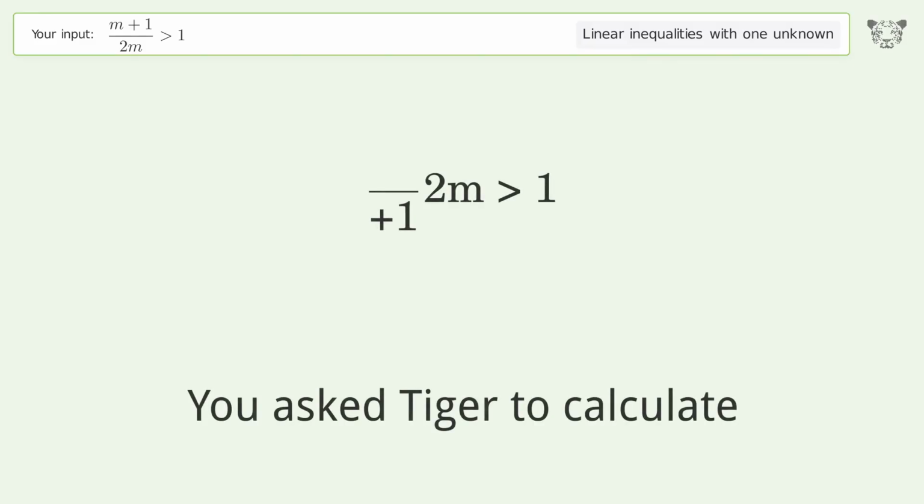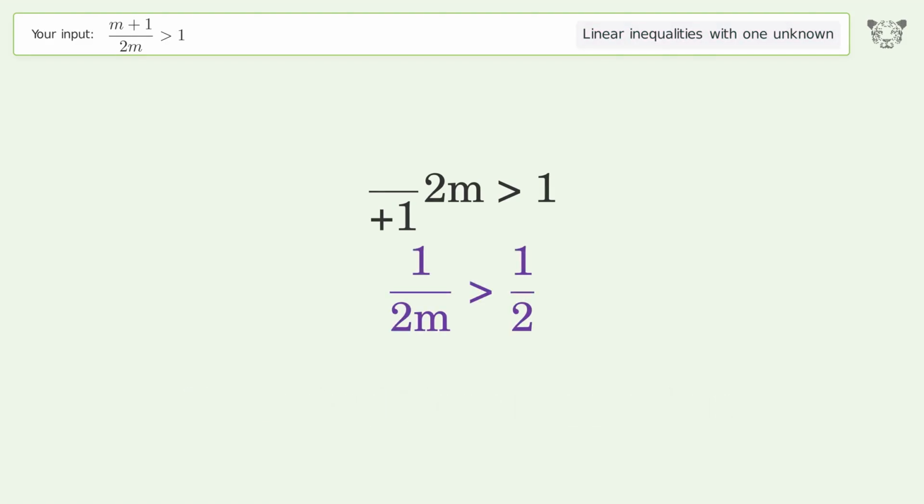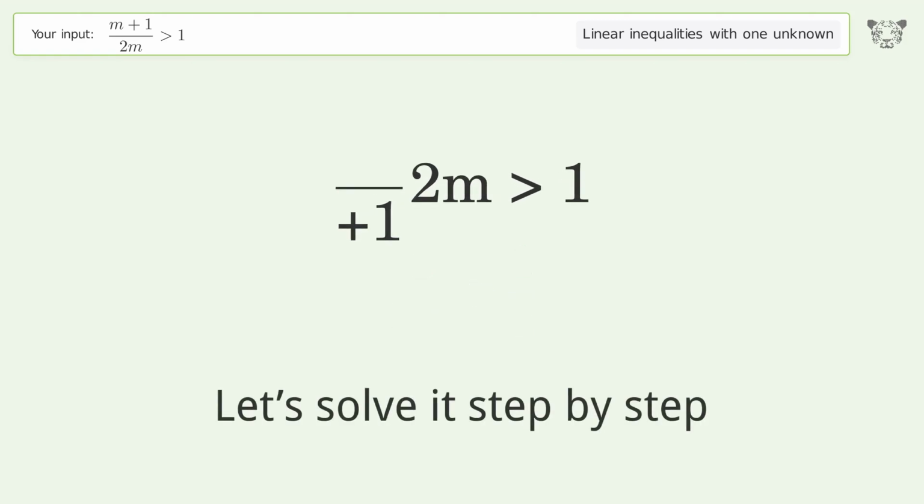You ask Tiger to calculate. This deals with linear inequalities with one unknown. The final result is 1 over 2 times m greater than 1 over 2. Let's solve it step by step.